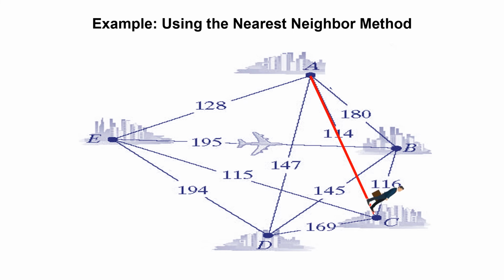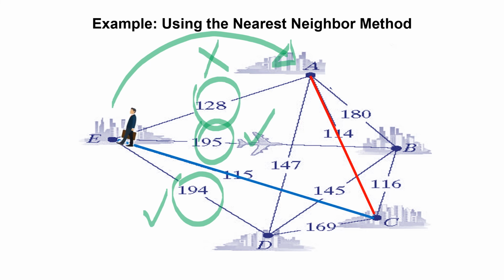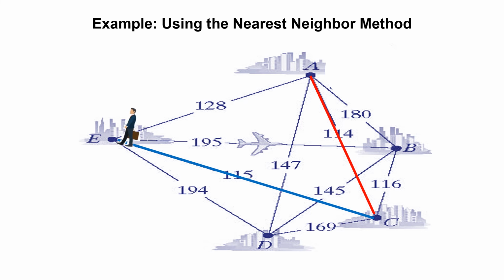Now, from C, we also have 3 choices, and we're going to choose again the smallest one. Now, from E, we have 3 choices. Now we can't choose this one because it's going to take me back to A, and I haven't visited B and D. If I have to choose between this one and this one, definitely we're going to choose the 194 because that's smaller than 195.